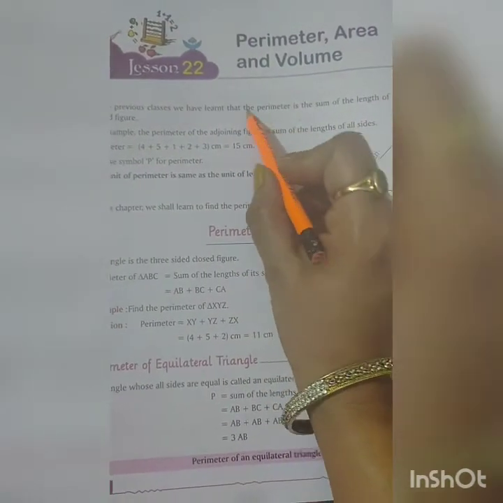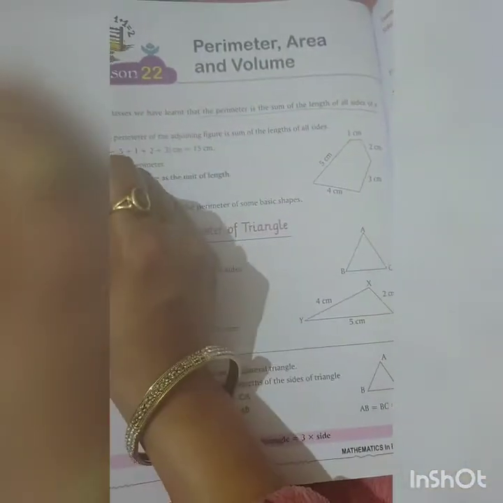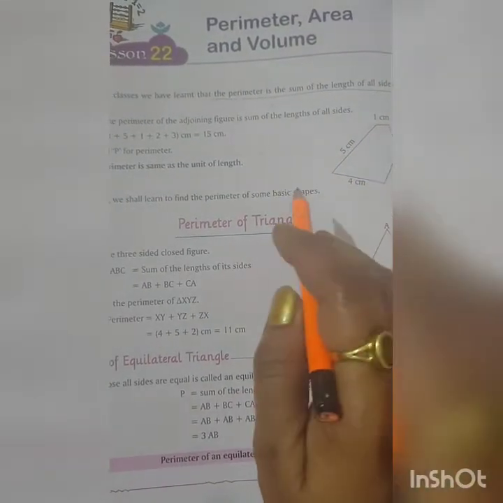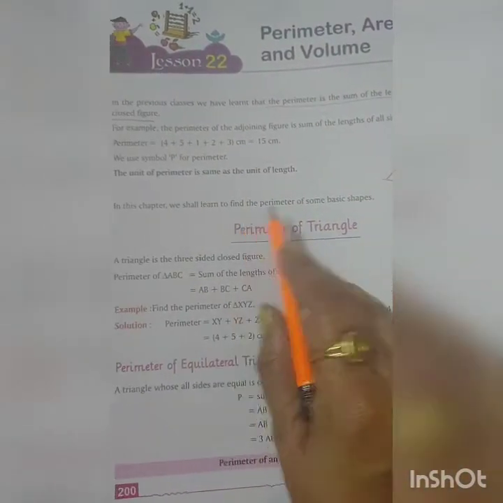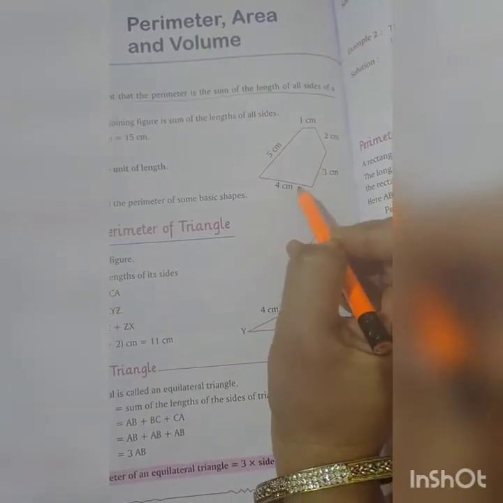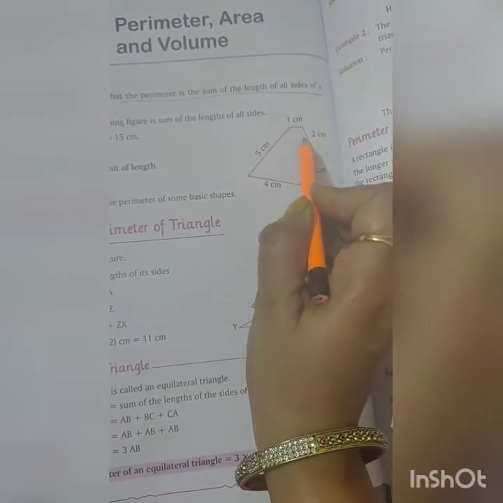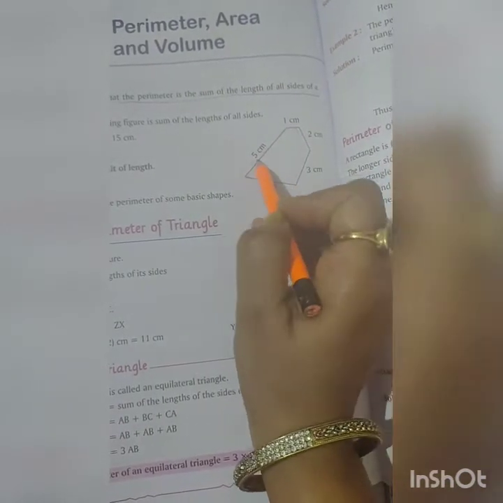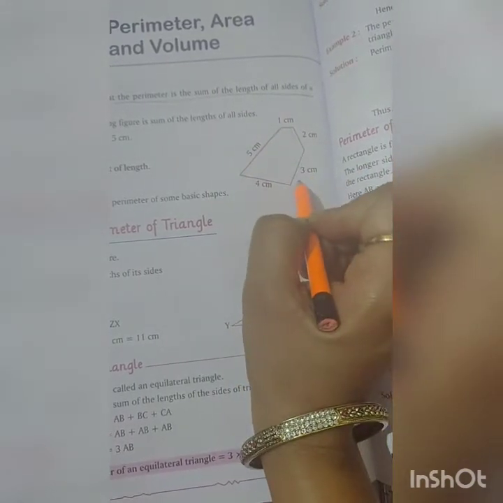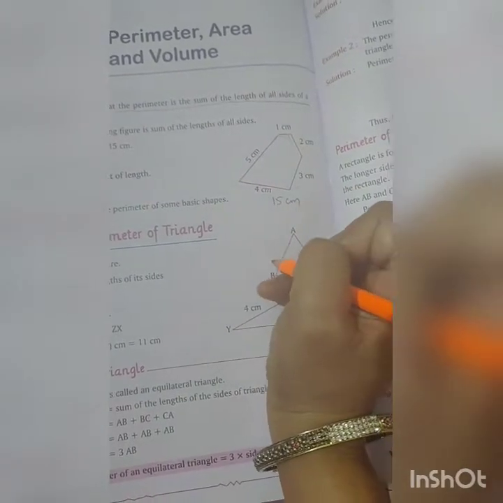So the perimeter is the sum of the length of all the sides of a closed figure. So perimeter is the total length of the boundary. As we can see here, this is a closed figure, and to find the perimeter of this, we just add all the lengths. So it is 4 plus 5, 9, 9 plus 1, 10, 10 plus 2, 12, 12 plus 3, 15. So it is having the perimeter of 15 centimeter.